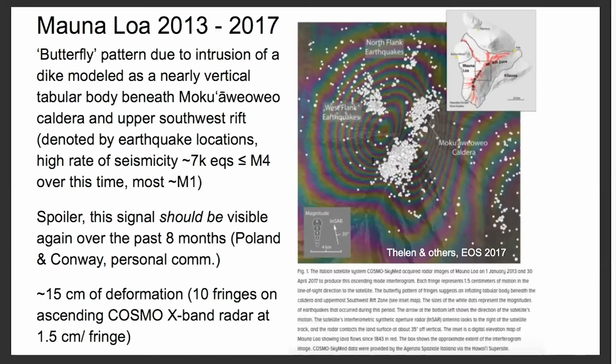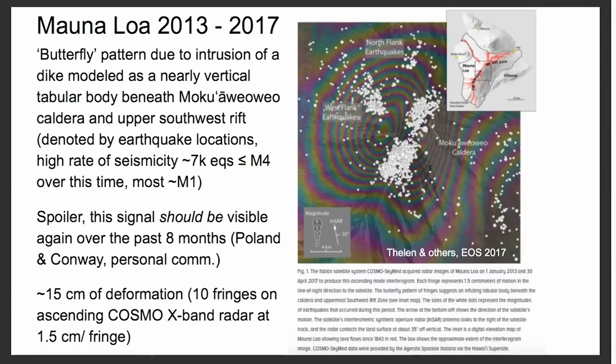So some background. Between 2013 and 2017, there was deformation on Mauna Loa. This butterfly pattern, which is partially obscured by the plotting of these earthquakes here, is present along either side of the Mokuaweoweo caldera and the upper Southwest Rift. And these are data between 2013 and 2017. It's COSMO-SkyMed X-band radar, and it shows about 15 centimeters of deformation.